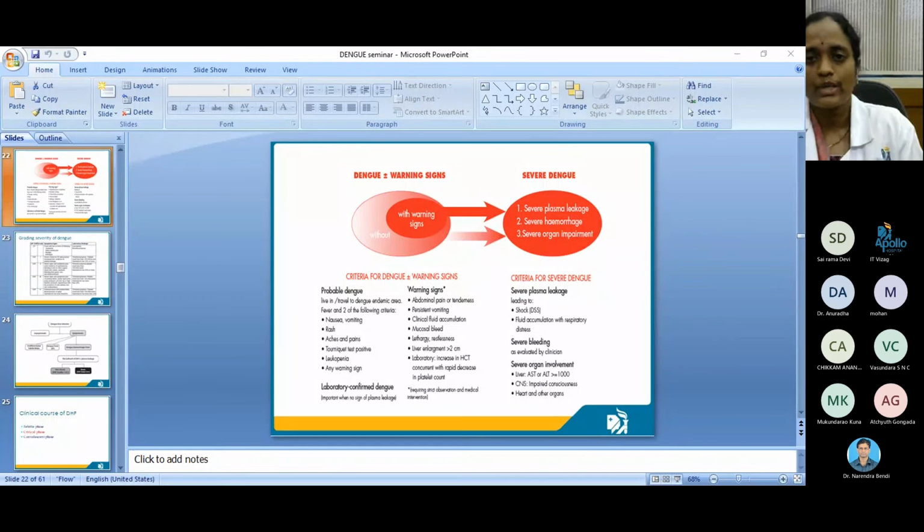The clinical course of dengue fever or dengue hemorrhagic fever has 3 phases: febrile phase, critical phase, and convalescent phase. This graph depicts very well that you start with fever initially and the fever subsides in 3 to 4 days. In the febrile phase, the patient is minimally dehydrated and the hematocrit slowly starts increasing. By the end of the 4th day, it falls down.